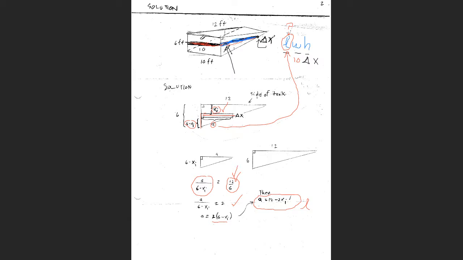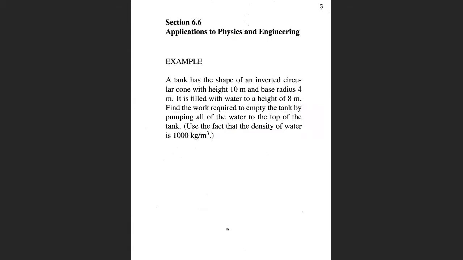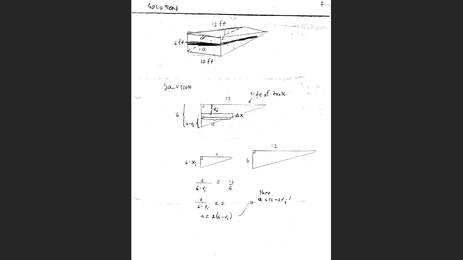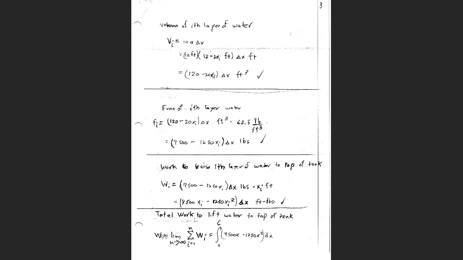Well, now we can find the volume of the ith layer of water, because the volume is, well, here. May I go to the next page? Are we good? All right. One moment. Just got to find it here. There we go. So the volume of the ith layer of water is going to be 10 times A times delta x.